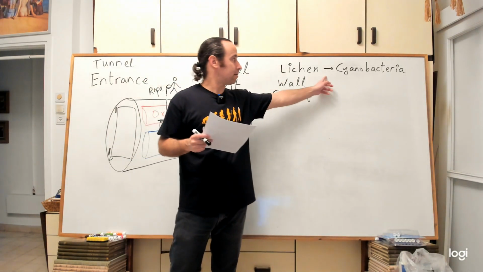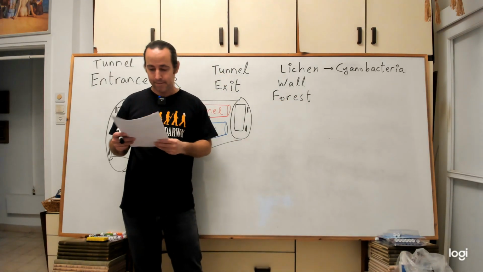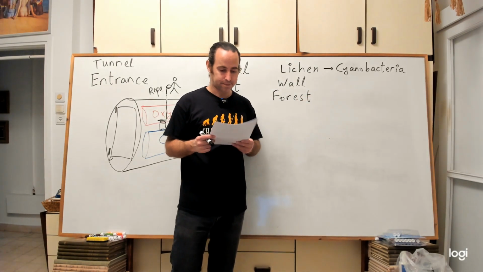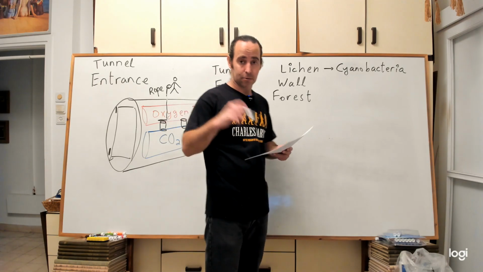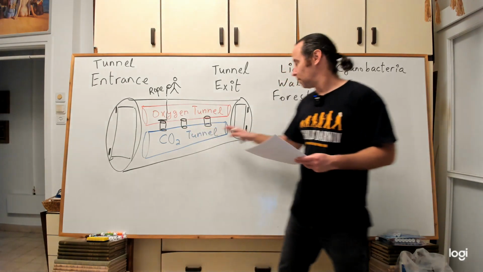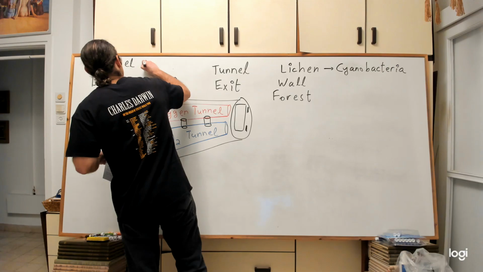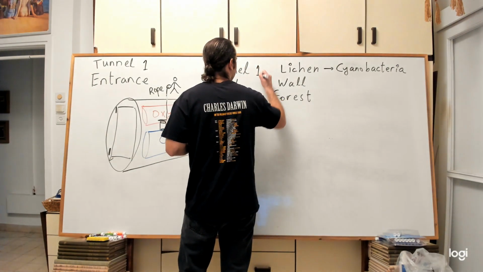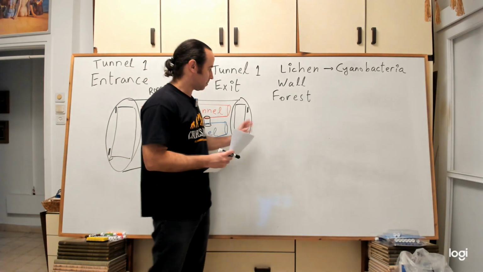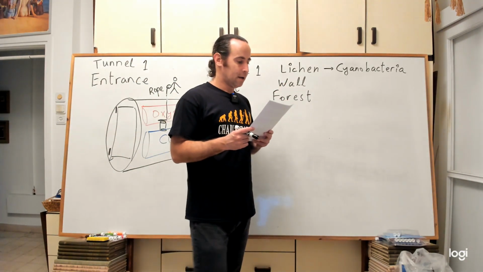We also talked about lichen in one of my inventions in space, on Mars, remember? Making oxygen. So here it's the same, we are making oxygen. We are taking CO2 and we are making oxygen. But not in this tunnel, in the next tunnel. Let's call this tunnel 1. And the next tunnel will be tunnel 2. Will be here. Okay, so lichen wall forest.